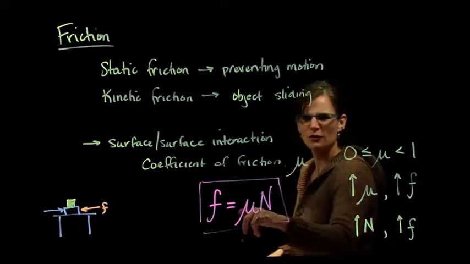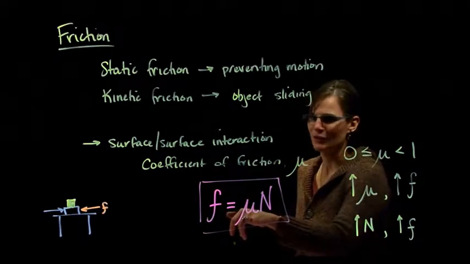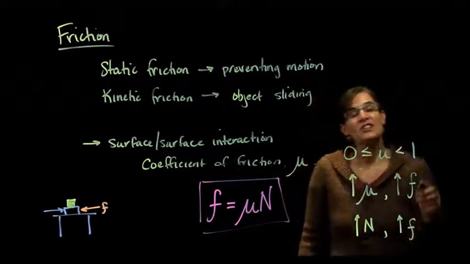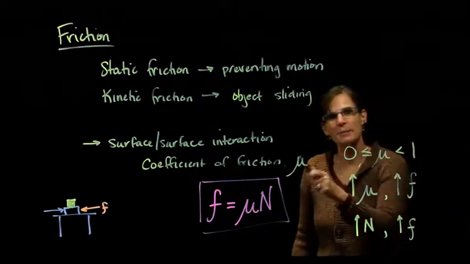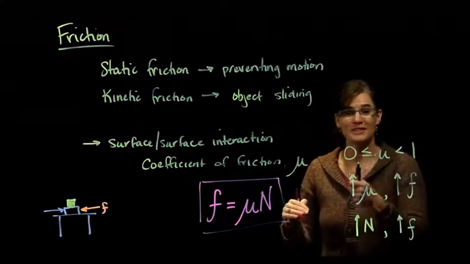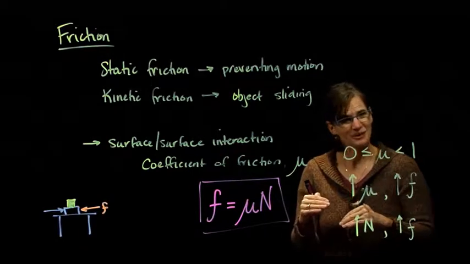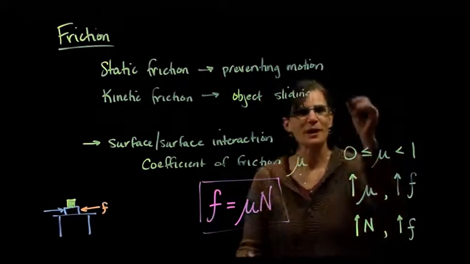If the normal force of that object hasn't changed, what has to change? The coefficient. And indeed it does. The coefficient is actually dependent on the type of friction. There's a different coefficient between your dresser and your carpet for static friction than there is between your carpet and your dresser for kinetic friction. So we want to keep that in mind.